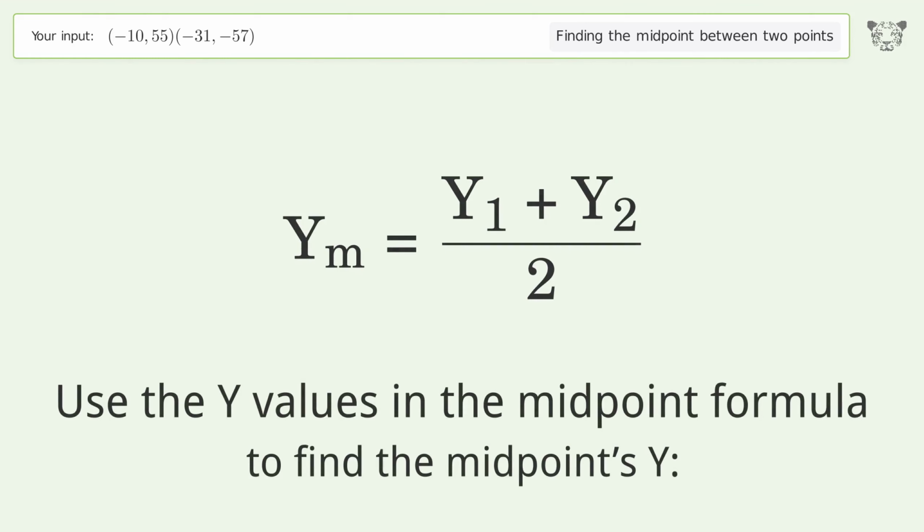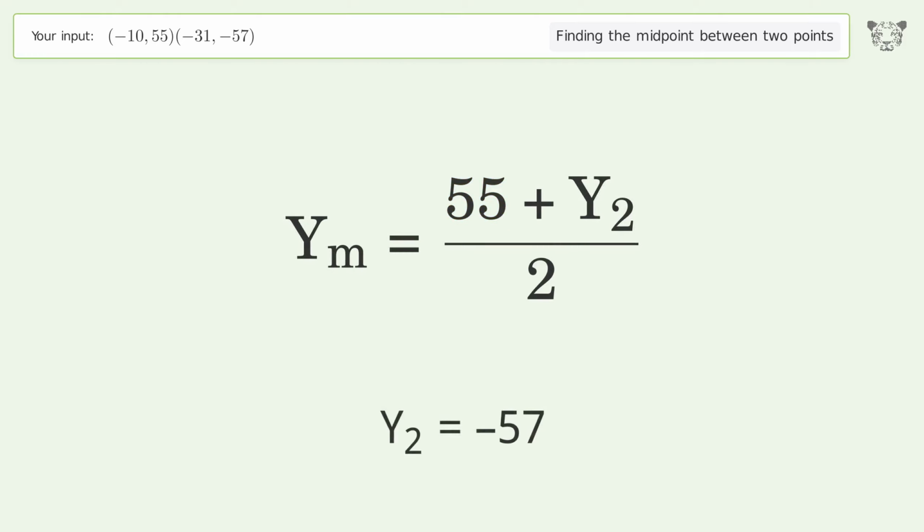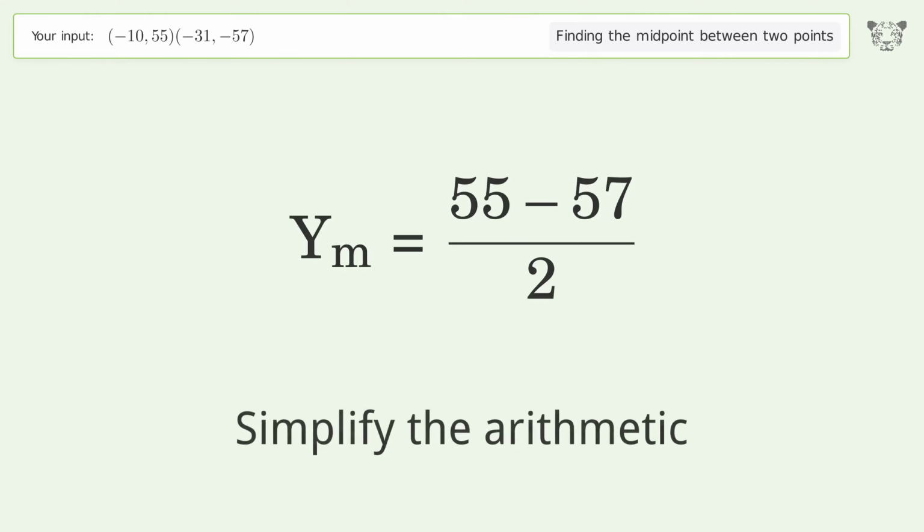Use the y values in the midpoint formula to find the midpoints y. y1 equals 55. y2 equals -57. Simplify the arithmetic.